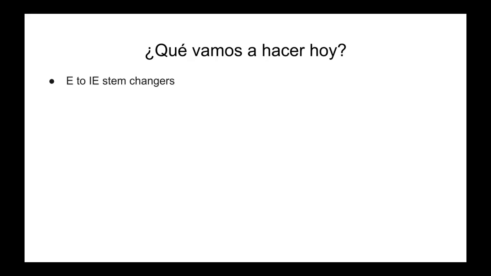We've already taken a good look at O to UE stem changers, right? Verbs such as dormir, verbs such as jugar, encontrar, contar, costar, resolver, volver, morir, dormir. Now we're going to look at a different set of stem changers, E to IE stem changers.